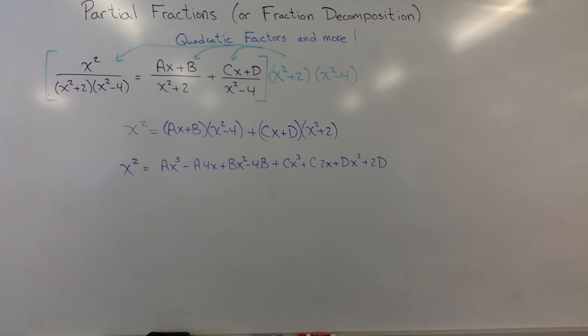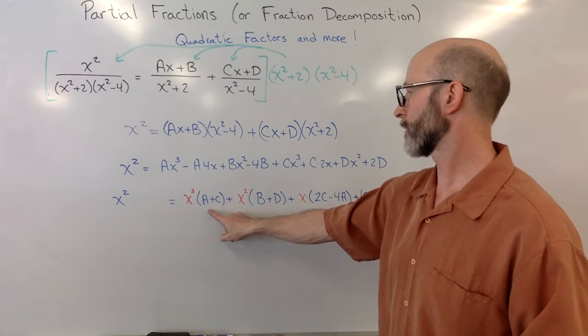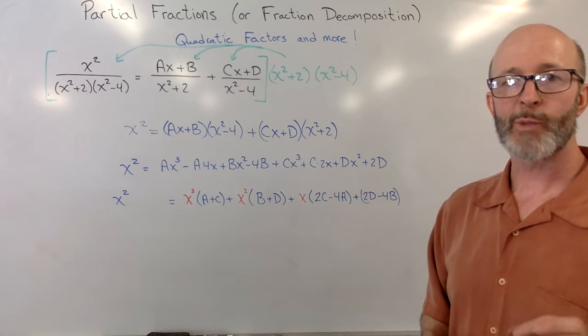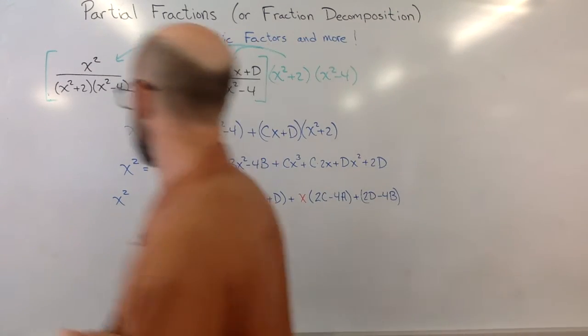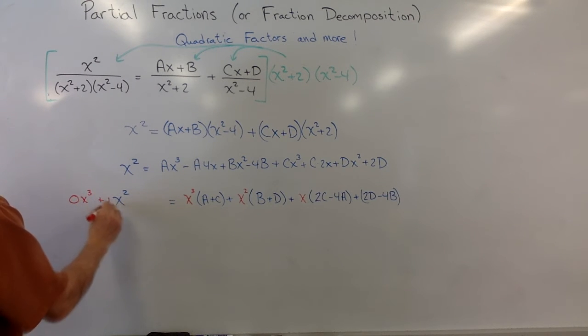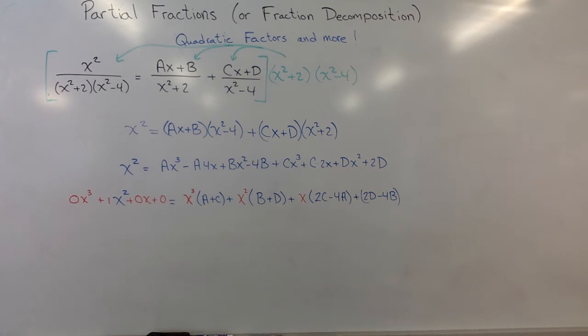But what I'm going to try and do is organize this a little bit. I'm going to put all the x cubes together, all the x squareds together, all the x's, and then all the numbers. So I'm kind of hyper-organizing here. You'll notice anything that had an x cubed goes here, x squared, x, and then just my plain old numbers. Now the good news is that we can figure out what some of these numbers are really quickly. It turns out that on the left-hand side, we don't have any x cubes. Only 1 x squared, 0 x's, and 0 numbers. That lets us know a couple things.